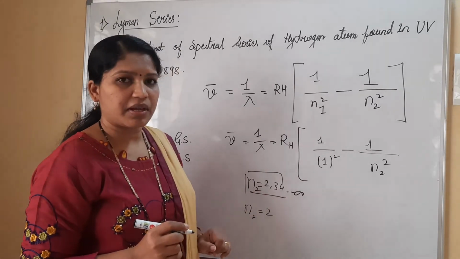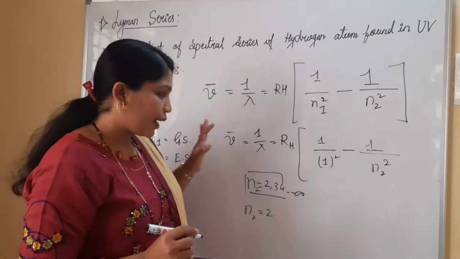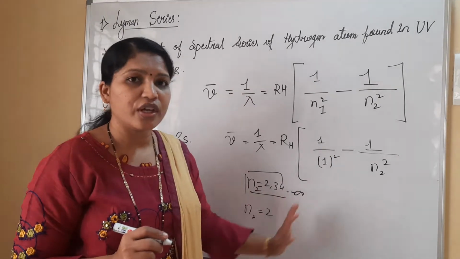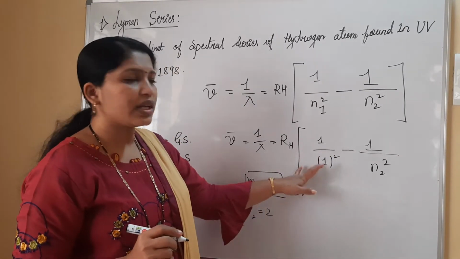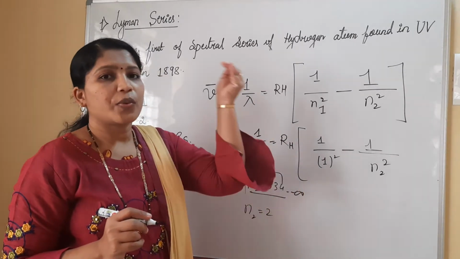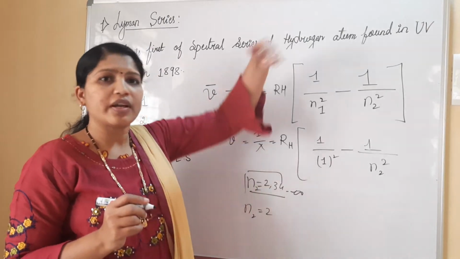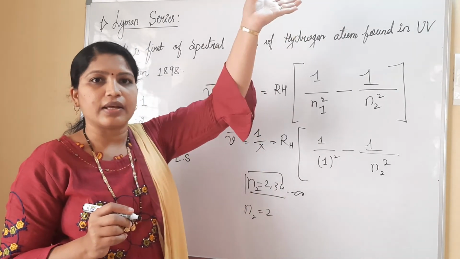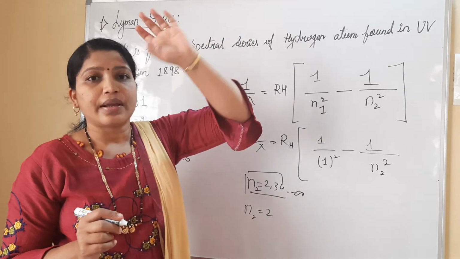How to do this? n2 is nothing but any state, that is 2, 3, 4 up to infinity we can consider. n1 is the ground state of the electron. Ground state in the sense where it has to come, wherever it may be. n2 may be 2, 3, 4, 5, anything. All those are said to be n2 values.